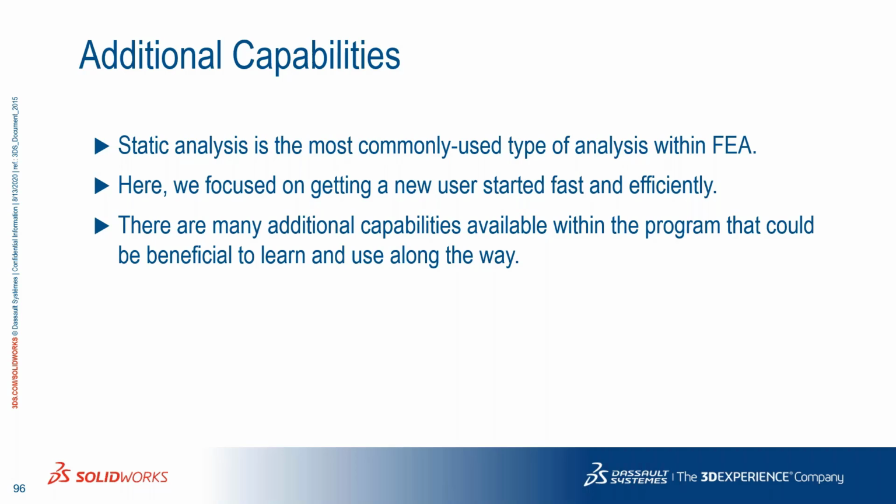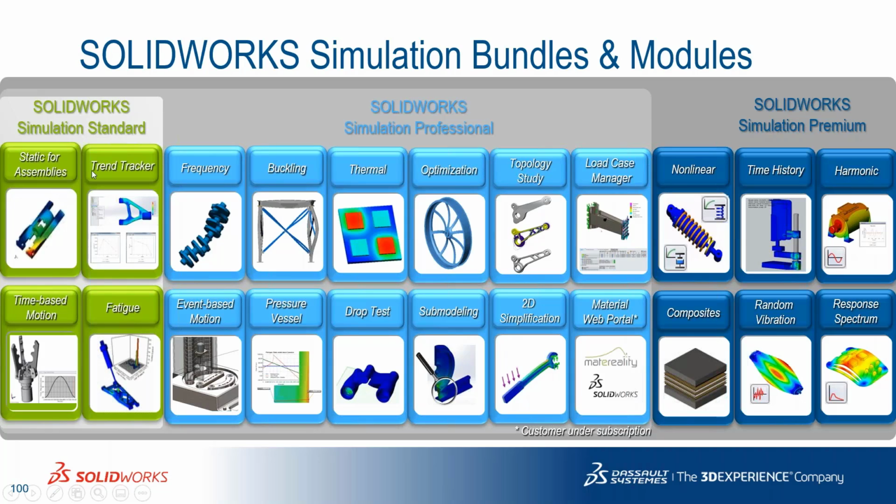SOLIDWORKS Simulation Standard, and when compared to the static analysis, it can be a trend tracker analysis, what I have showed, it can be a fatigue analysis, and the motion analysis which comes inside your SOLIDWORKS Simulation Standard itself. So this is very useful for a user to begin with and use the capabilities effectively to find out the failure of your products. So today we have covered the static analysis, trend tracker, fatigue analysis, and time-based motion analysis.